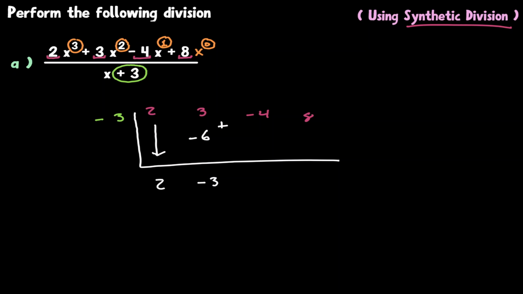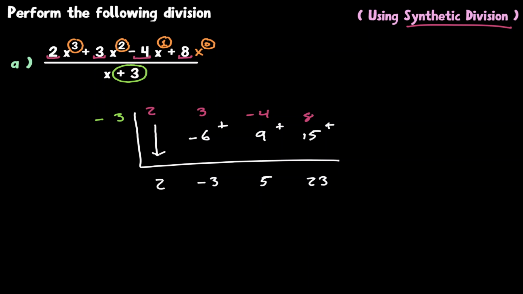And then we're going to repeat the process one more time. -3, let's multiply with the outside. That is going to give me +9. Let's write that +9 underneath the next number, which is -4. Now let's combine them. 9 plus -4 is equal to +5. Let's repeat the process one more time. 5 times -3 is -15. Let's place that underneath the next number, which is 8. And now let's add them up. -15 plus 8 is -7.